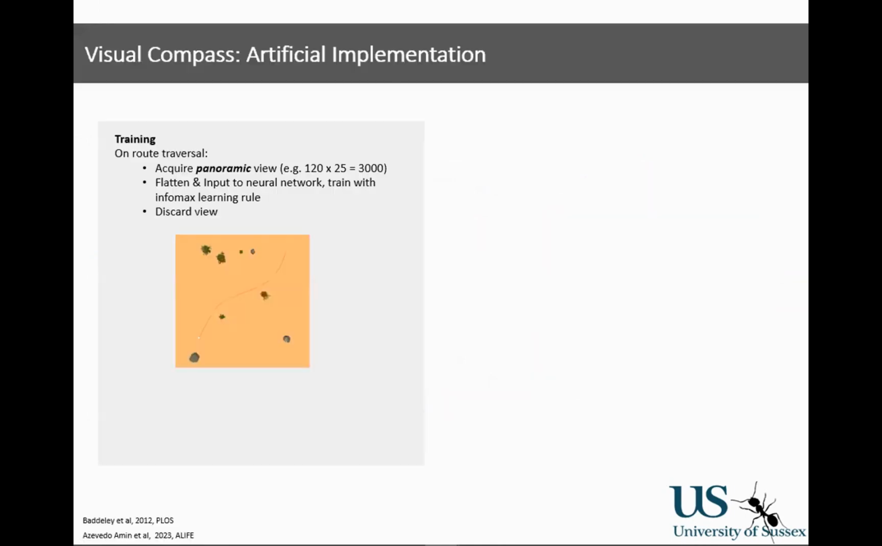And I'll start by describing the artificial implementation of the visual compass. So during training, the agent traverses a route. On route traversal, it will acquire a panoramic view, and a sort of standard resolution we might use is 120 by 25. So this is about 3,000 pixels. The panoramic view is flattened and input to a neural network, which we train with an Infomax learning rule, and then we discard the view. So we don't need it anymore after training. So it'd be acquire, train, discard, acquire, train, discard, acquire, train, discard, all the way through a route.